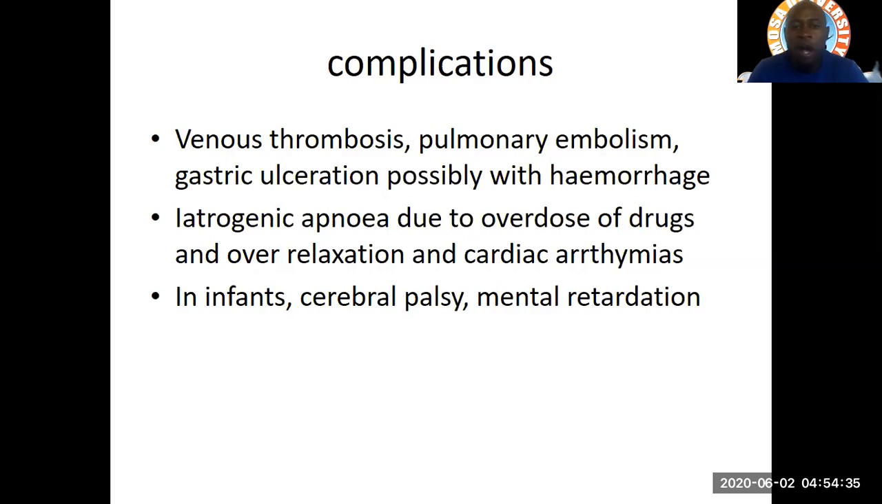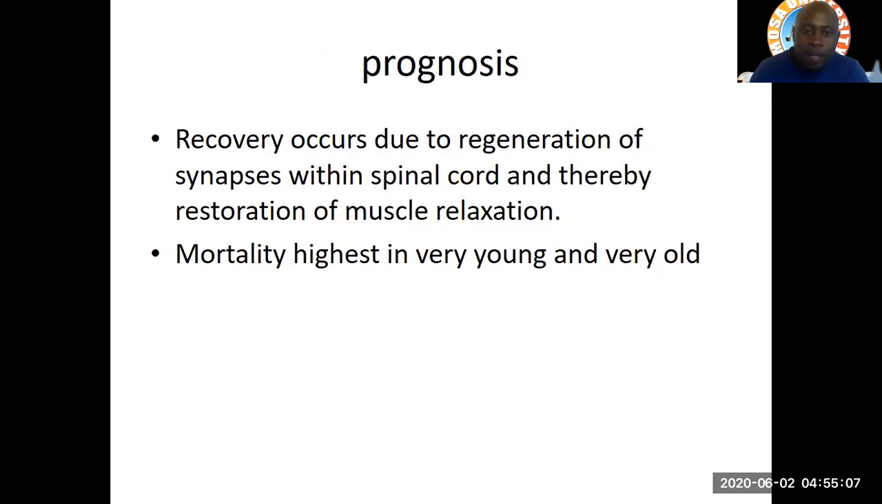We may have iatrogenic apnea, and this comes in as a result of overdose of drugs. We know that we'll be giving diazepam here to help relaxation. So as a result of overdosing of maybe diazepam, it will bring about iatrogenic apnea and also cardiac arrhythmias. The other complication that may come, which may be lifelong, we may talk about mental retardation and CP, cerebral palsy.